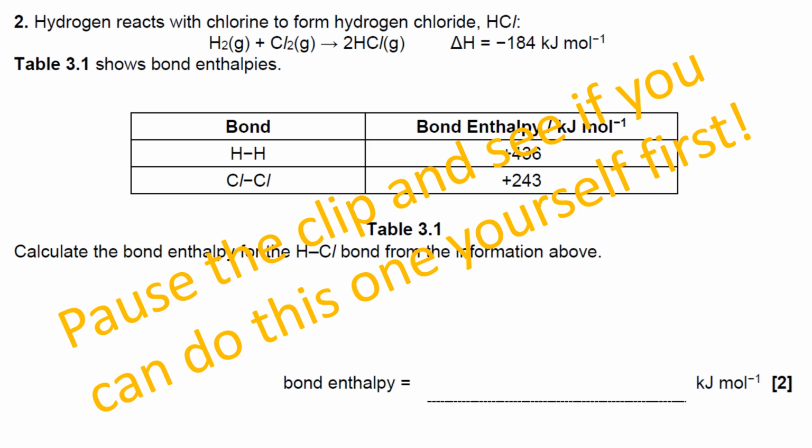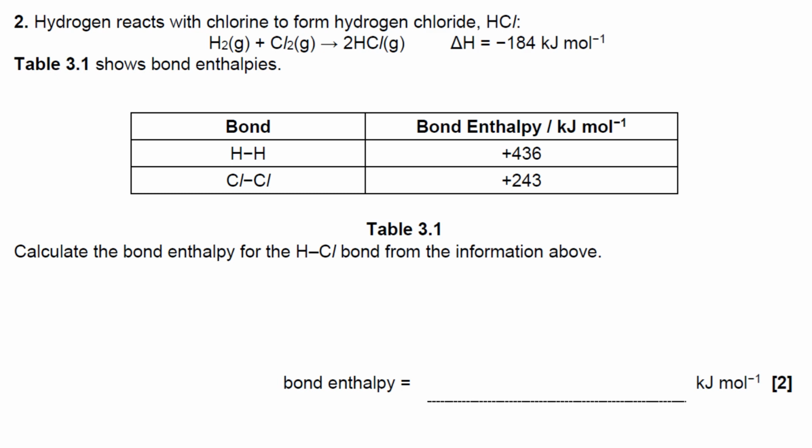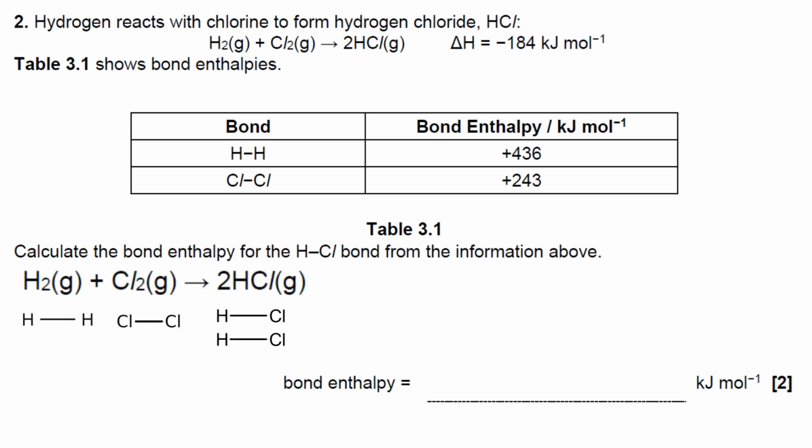Okay, welcome back. I'm assuming you've had a go at that. Maybe you've got a final value. Let's have a look. So again, writing out the equation and listing all the individual bonds, separating them in your mind into reactants that are given to you and product bonds that you have to work out.